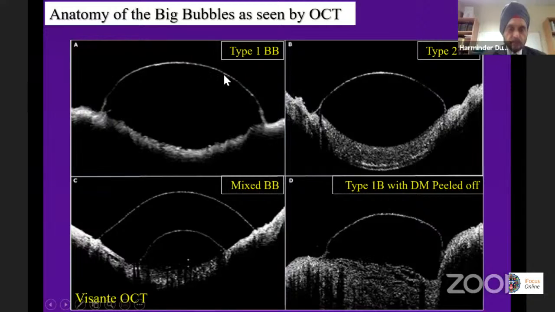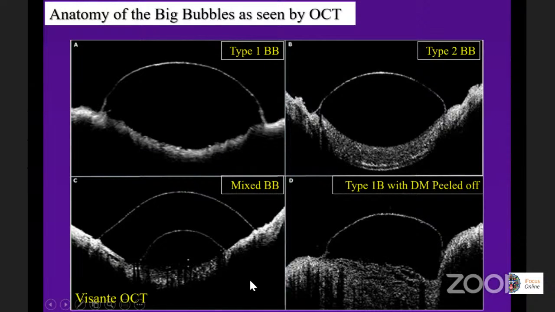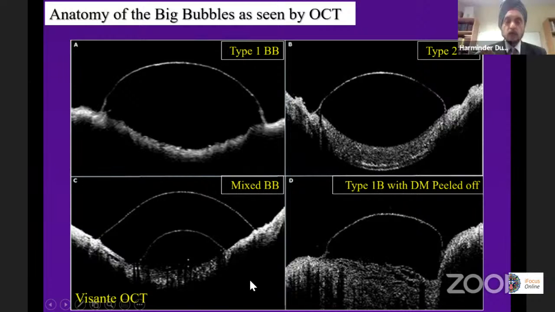So this is a type 1 bubble. You see one line. There's another type 2 bubble. They look very similar here because this is Visante OCT, and the resolution is not very high. And this is a mixed bubble. So you've got a large type 2, which is the Descemet's, and the type 1, which is the pre-Descemet's layer. So remember, OCT corresponds to histology, but OCT is not histology.